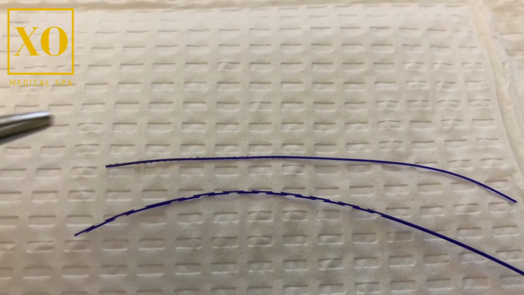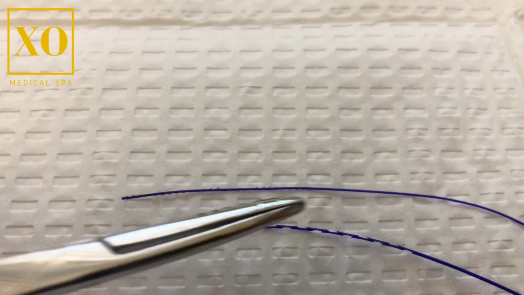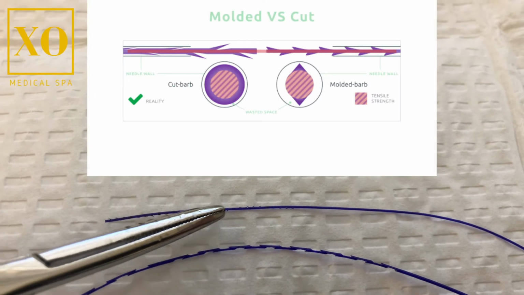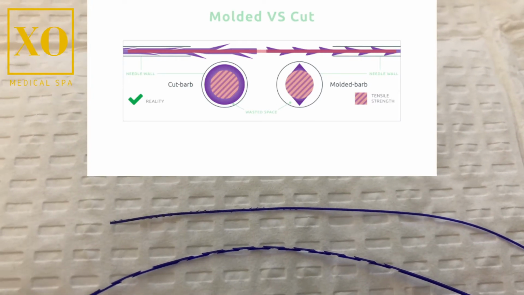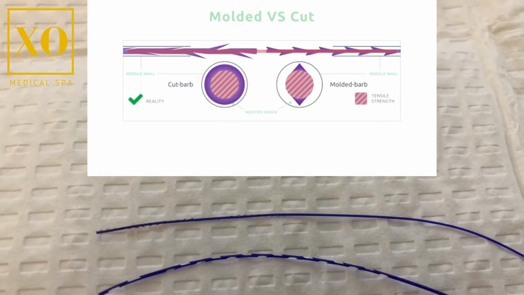As you can see here, this is what we call traditionally the barbs. What they do is take a dissolvable suture or thread and snip little chunks of it off, creating these spikes. And those are all laser cut when it comes to Nova threads.